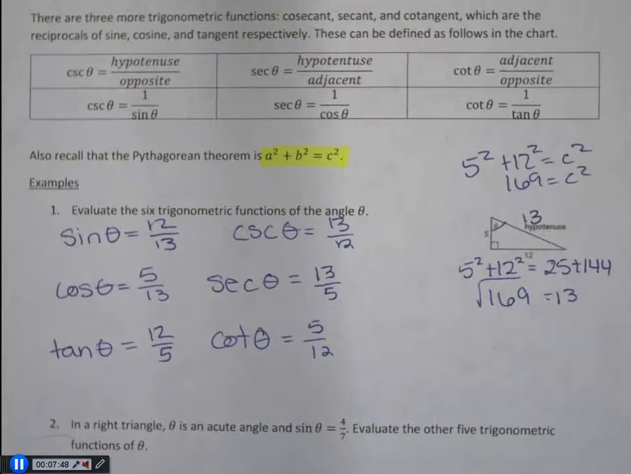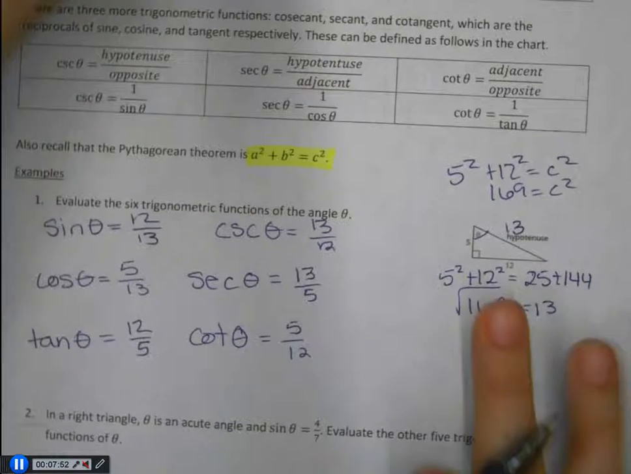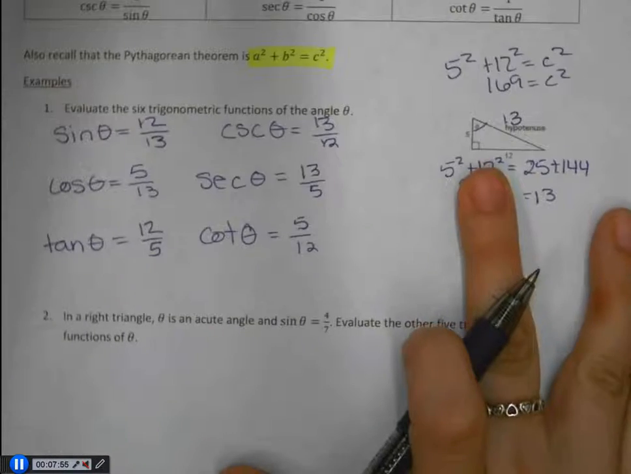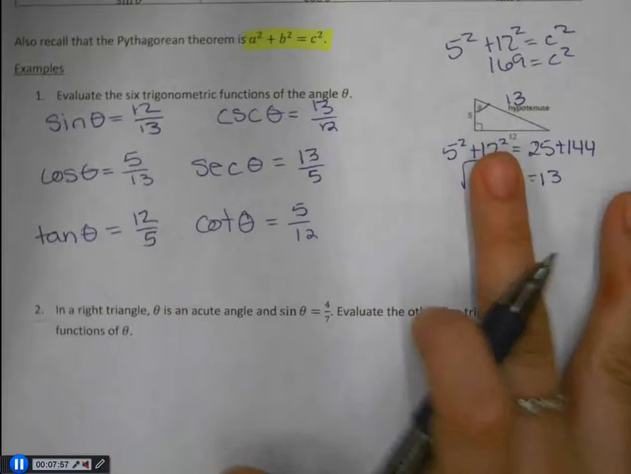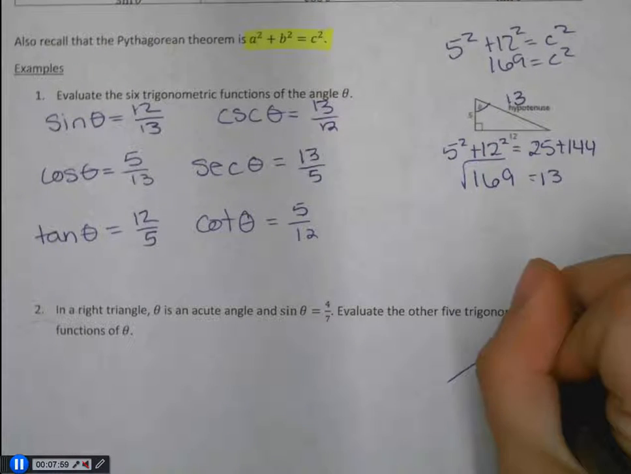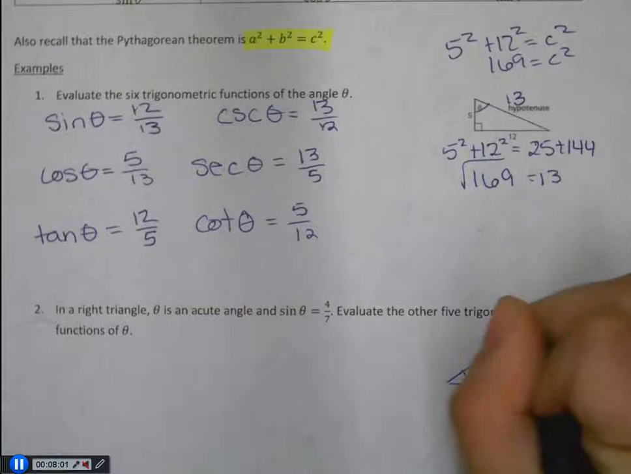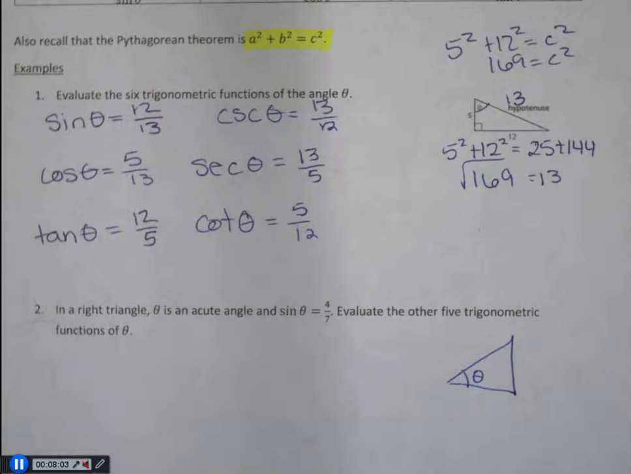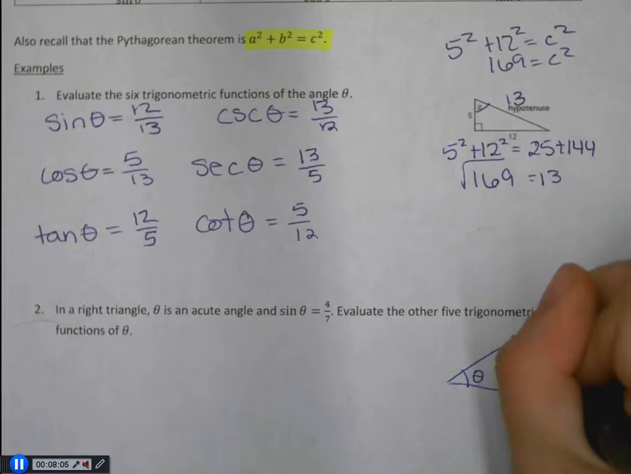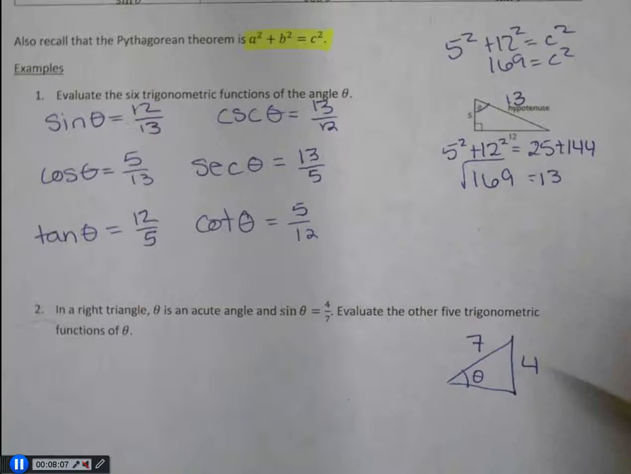Can I move on to number 2? Kinda, except it gives me 1 of them instead, so I don't have to find all 5. I only have to find 5. So this one tells me sine is 4 over 7, so what I'm going to do is draw a triangle. I know sine is opposite over hypotenuse, so my opposite side length is 4, and my hypotenuse is 7. Pretend this is a right triangle, because I cannot draw.